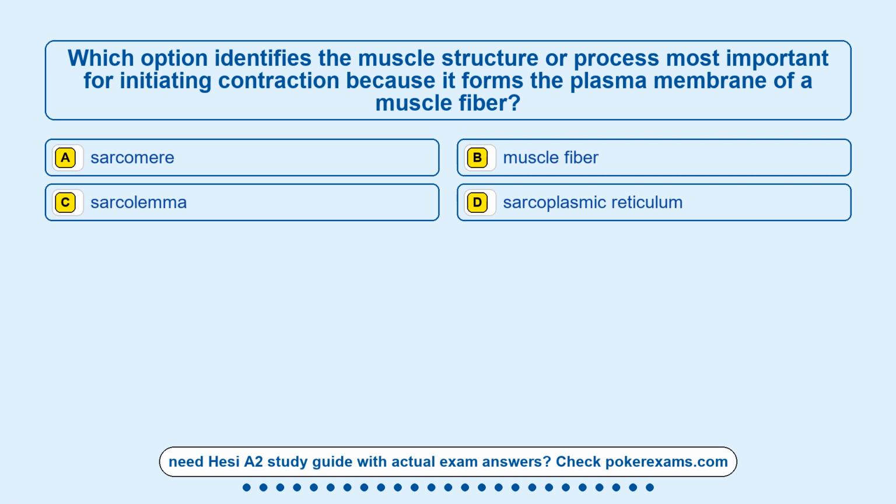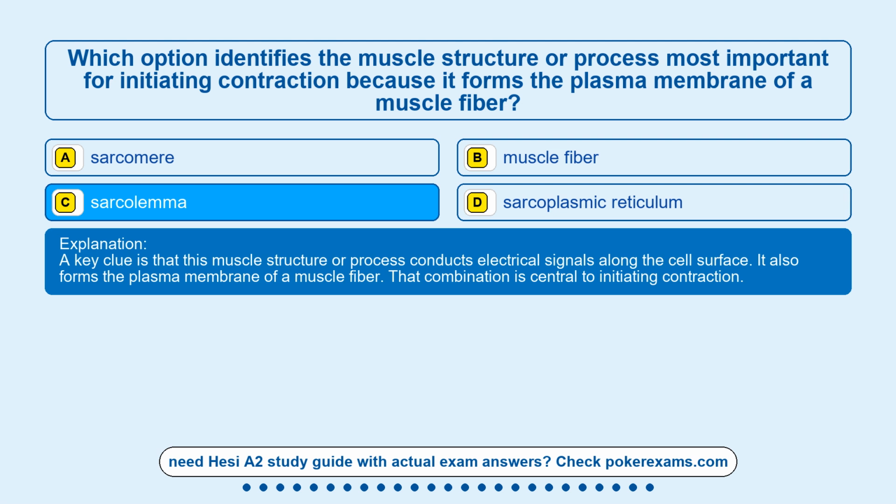Question 19. Which option identifies the muscle structure or process most important for initiating contraction because it forms the plasma membrane of a muscle fiber? Option A, sarcomere. Option B, muscle fiber. Option C, sarcolemma. Option D, sarcoplasmic reticulum. The correct answer is option C, sarcolemma. A key clue is that this muscle structure or process conducts electrical signals along the cell surface. It also forms the plasma membrane of a muscle fiber. That combination is central to initiating contraction.